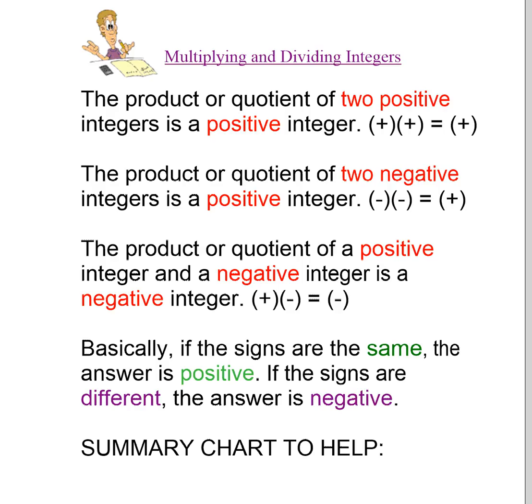So let's just look at sort of a summary of this type of situation. What that story just showed you was that two positive integers, when multiplied together or divided, will give you a positive answer. Now this is the one that is a little bit confusing for some students. Two negative integers, when multiplied or divided, will also give you a positive. And it's when you multiply a positive times a negative or a negative times a positive, that's when you end up with a negative answer.